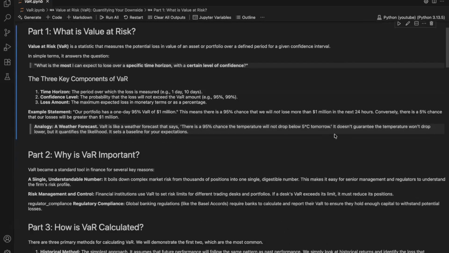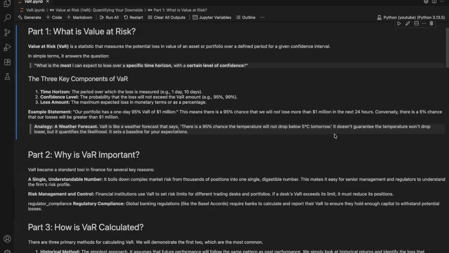So if I say our portfolio has a 1 day 95% VaR of 1 million, what does that mean? It means that there is a 95% chance that our losses in the next 24 hours will not be more than 1 million. And conversely, there's a 5% chance that our losses could be greater than 1 million. It's an estimate, not a guarantee.